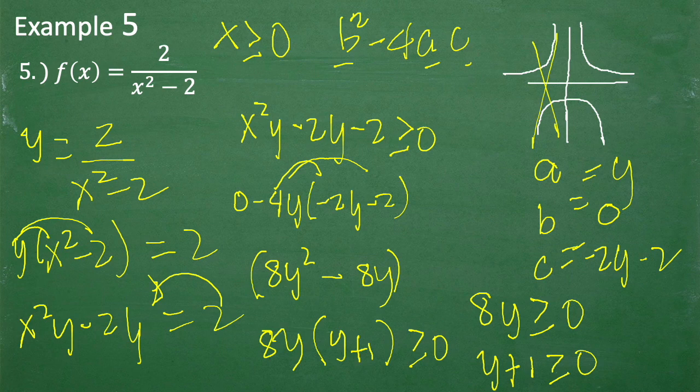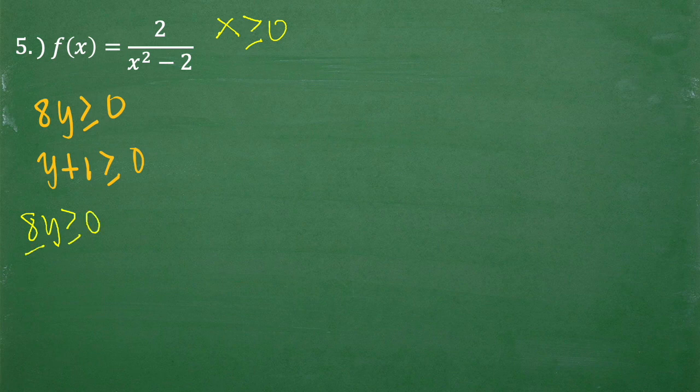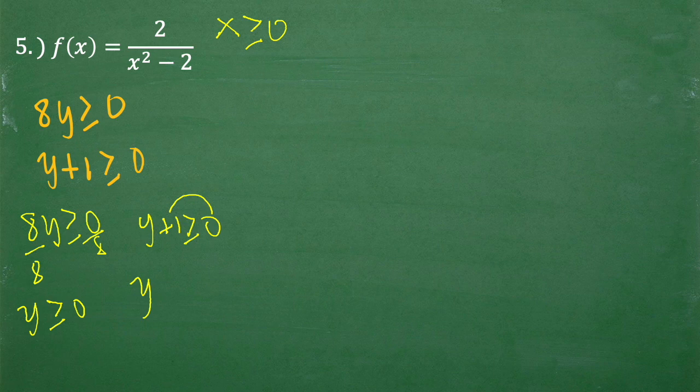Let's continue. If we take a look at the graph, we may have an idea which are the parts of the solution for the range. Since we have the domain which is greater than or equal to 0, for the range we're still evaluating these values. We have 8y greater than or equal to 0. Divide both sides by 8. So we have y is greater than or equal to 0. And the same goes with y plus 1 greater than or equal to 0. Simply transfer positive 1 to the other side, and we have y greater than or equal to negative 1.